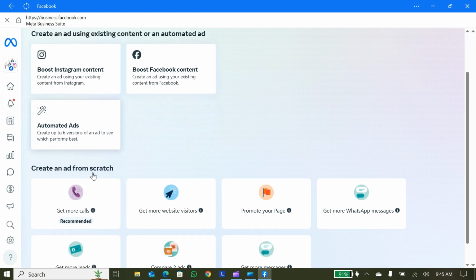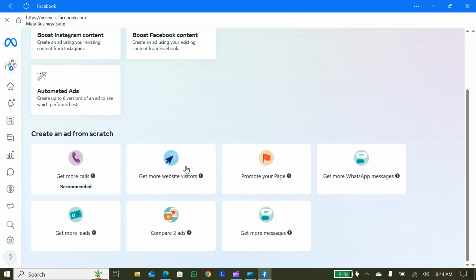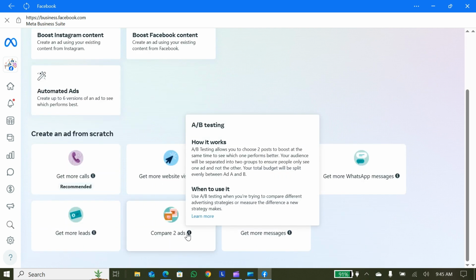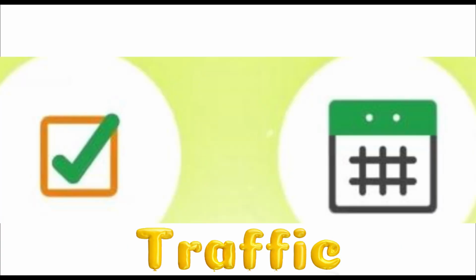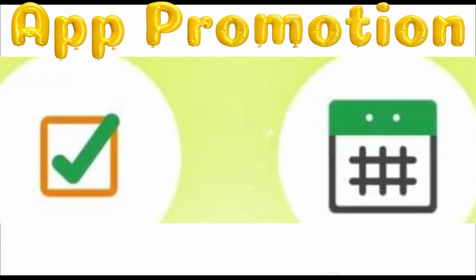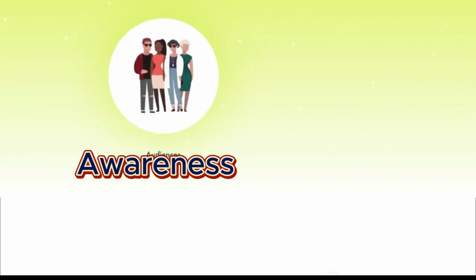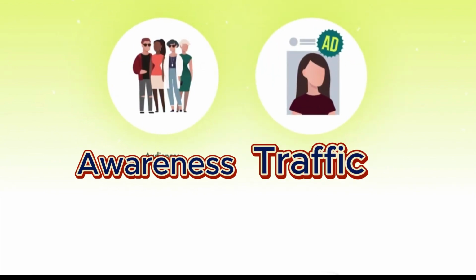So, what are the new objectives? We now have six simplified objectives: awareness, traffic, engagement, leads, app promotion, and sales. Let's break down what each one means and when to use them.